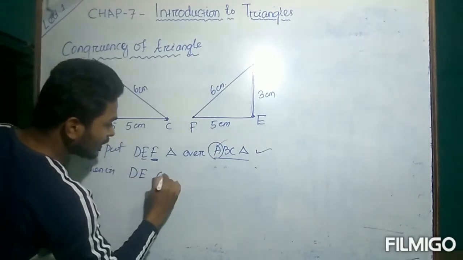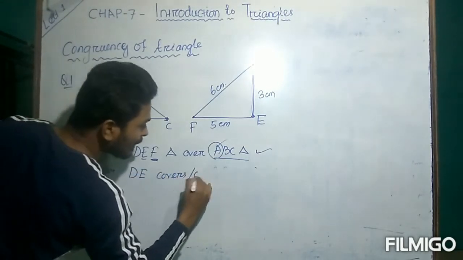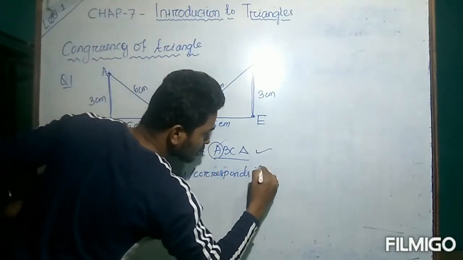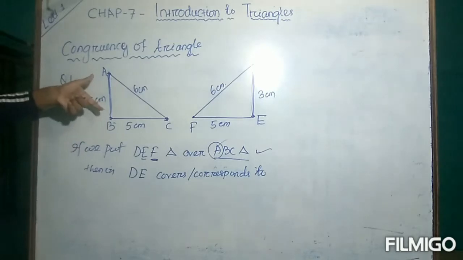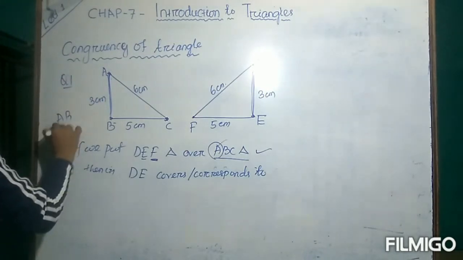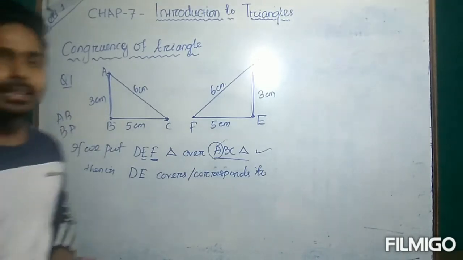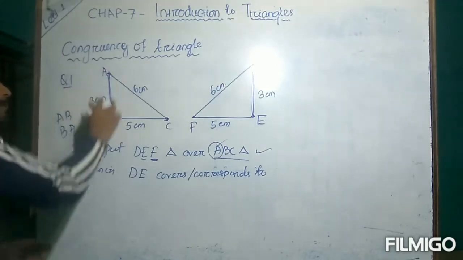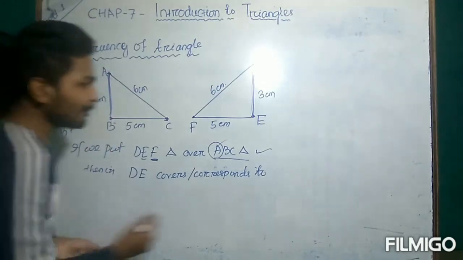DE covers, or you can write corresponds to, which side? AB side. AB side or BA side? What do you have to write? AB or BA? Tell me what you have to write. We write here B. So here also you have to write AB, not BA. Okay?